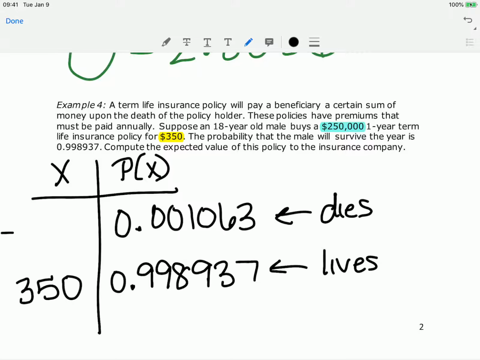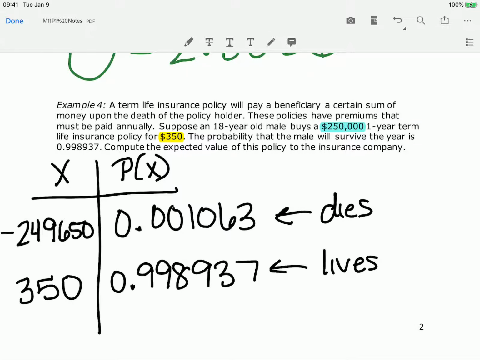So they actually have a loss of negative $249,650. So if the 18-year-old dies, the insurance company is going to lose $249,650 because they're having to pay his family. If the 18-year-old lives, then the insurance company is going to make $350 because they're not going to end up having to pay anything. So this is how we're going to set up the table for a problem like this.